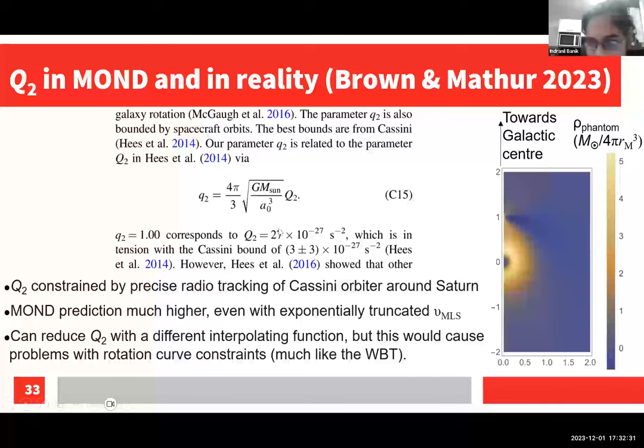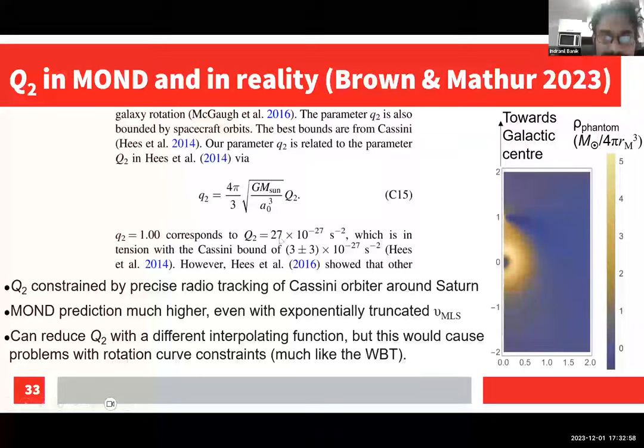So if you check their appendix, then you will see that it says that the Q2 value in MOND, with the latest parameters for the A0 and for the galactic external field, assuming the MLS form of the interpolating function, right? I missed the end of that because someone was talking. So the Q2 in there.